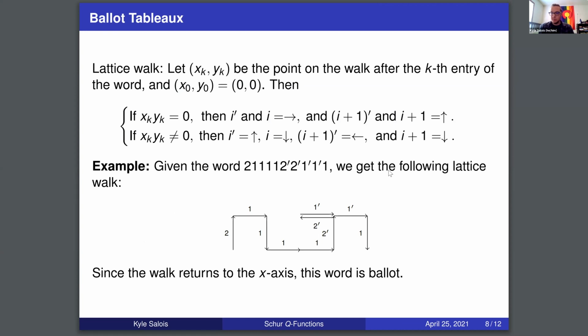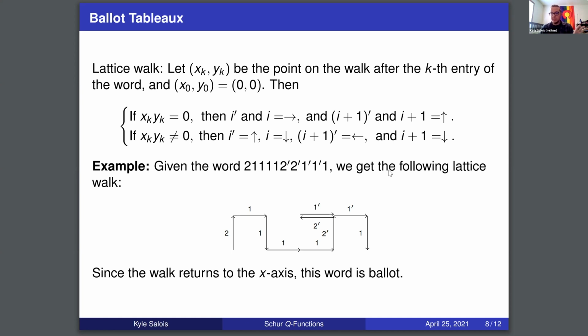Well, again, it's not super important that you know the full definition, but in general, if I'm comparing, say, 1 and 2, the smaller number, so 1, is roughly moving down and to the right. And the larger number, in this case 2, is moving up and to the left. And so if I want to follow my lattice walk and make sure it ends on the x-axis, I have to have enough smaller numbers following each of my bigger numbers.